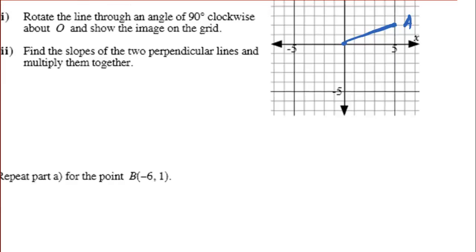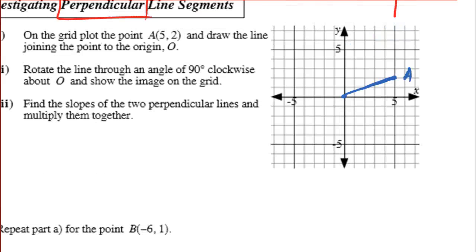Okay, so rotate the line through an angle of 90 degrees clockwise about the origin O to show the image on the grid. So if we were to rotate this 90 degrees here, where would I end up? To make this rotation, you have to use a little bit of visualization here. But really, if I rotated this whole thing 90 degrees this way, then basically the x-axis would become the y-axis. So this would go over here.